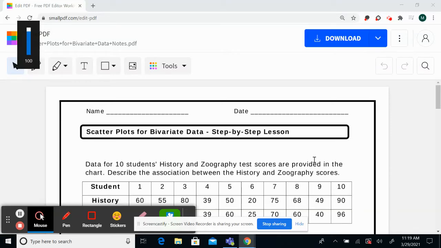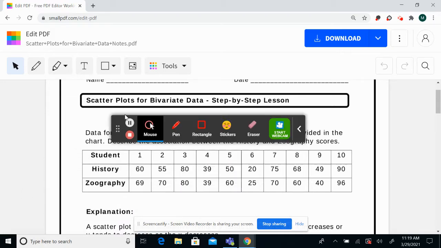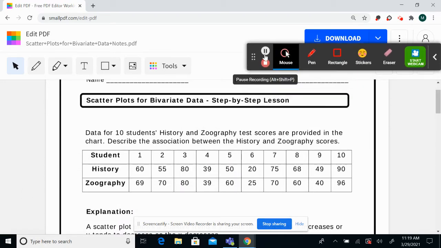All right, this week we are going to be looking at bivariate data. Okay, bivariate data. When we talk about bivariate data, we're talking about data with two variables, right? So as you can see in our example below, we have history and zoography.